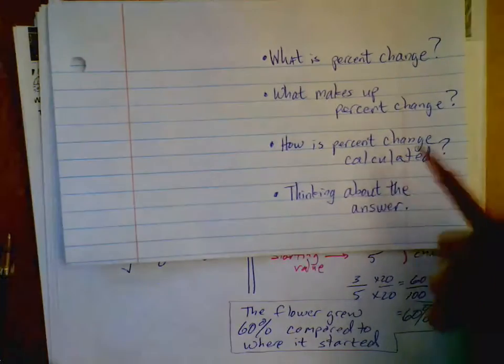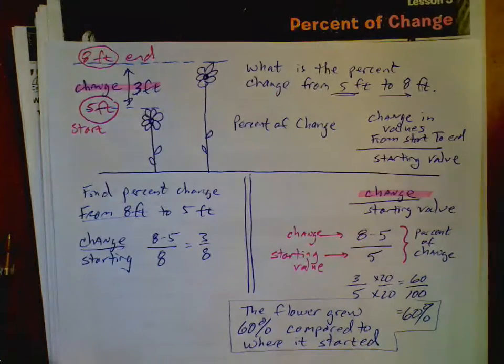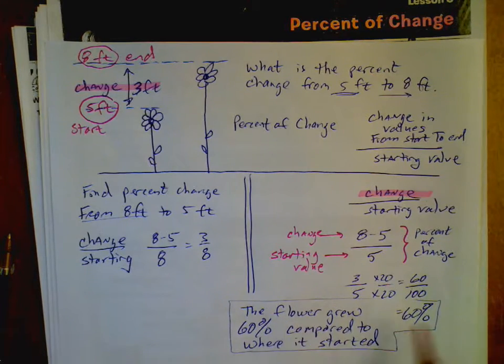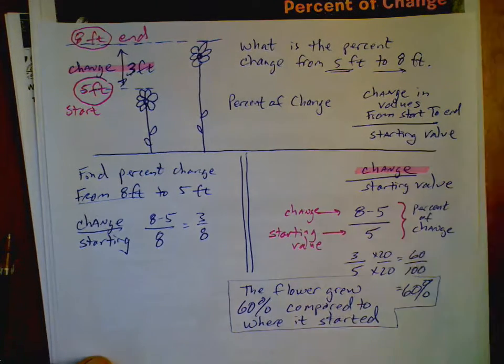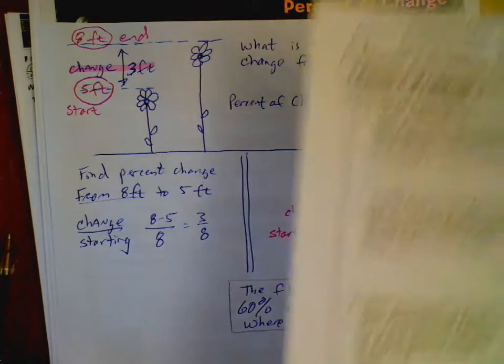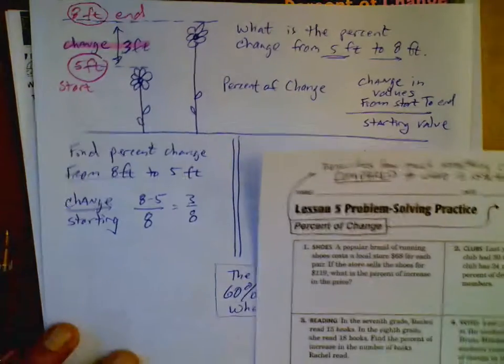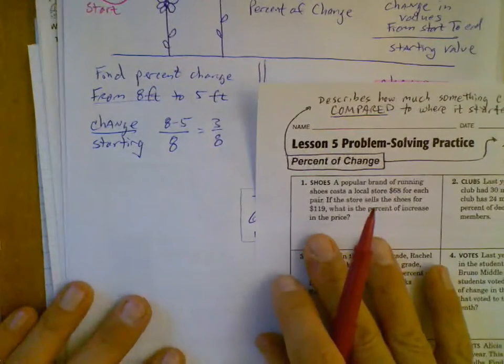We did one calculation here, and then we thought about this answer. We thought about, well, what does this 60% mean? It means the flour grew 60% compared to where it started. Okay, let's do one more sample, and we'll take it from the homework, and then we'll call this video done. I'm just going to use this first problem here. Let me raise this up.